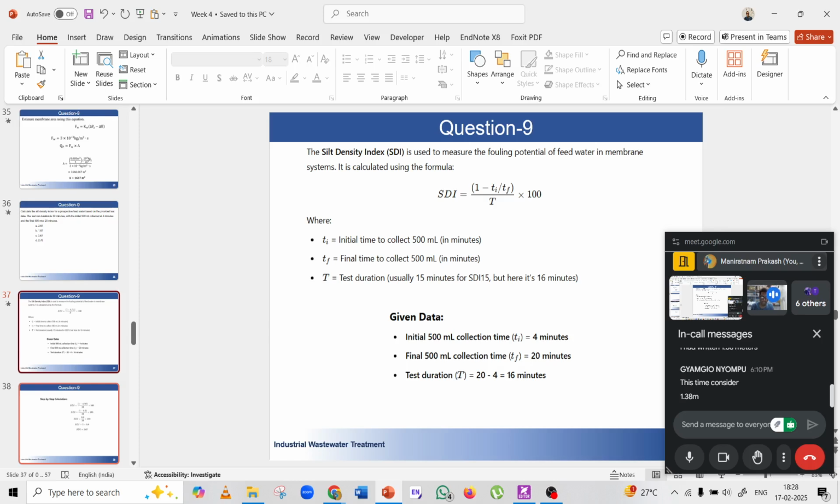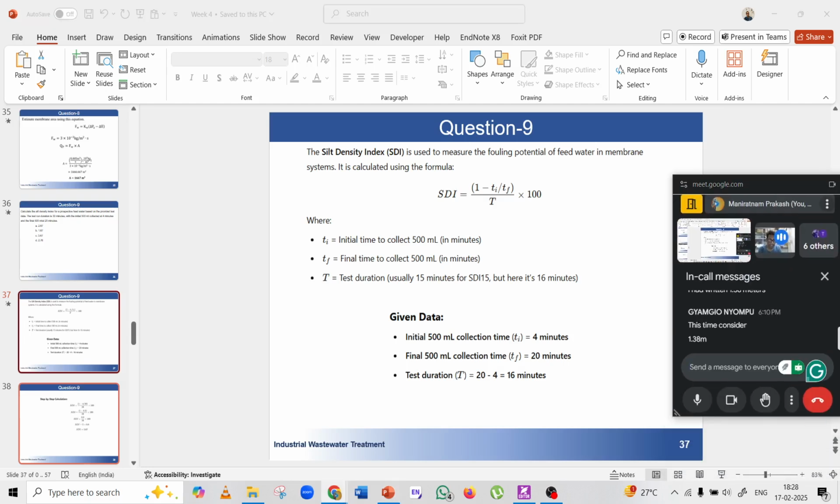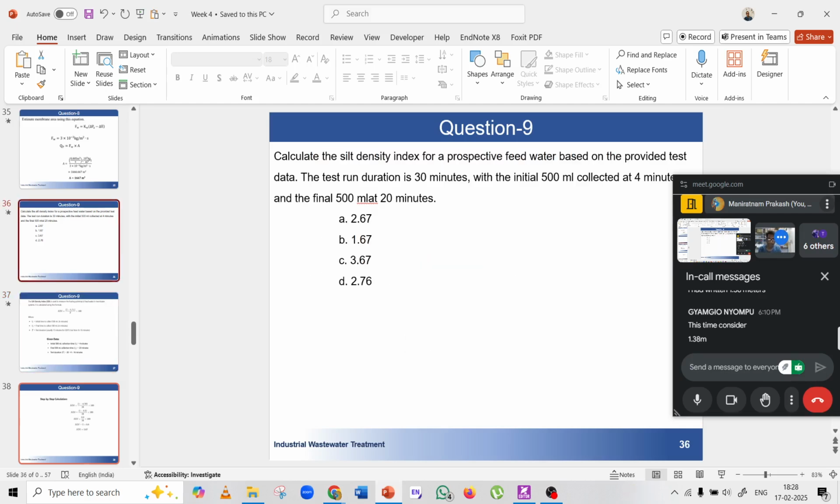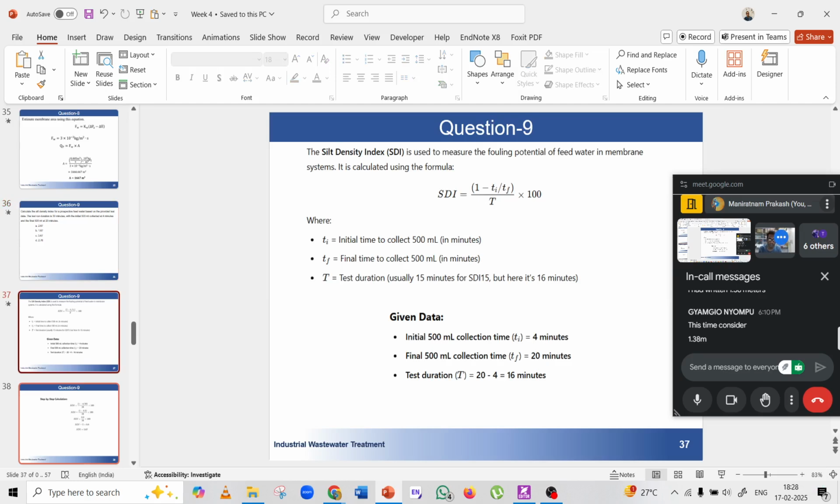TI is the initial time to collect 500 ml. TF is the final time to collect 500 ml. D is the time duration, usually 15 minutes for SDI15, but here it is 16 minutes. Now the initial time, you can see in the question, is 4 minutes, and the final is at 20 minutes. Then we have 20 and 4 minutes, and the total test duration was 30 minutes.